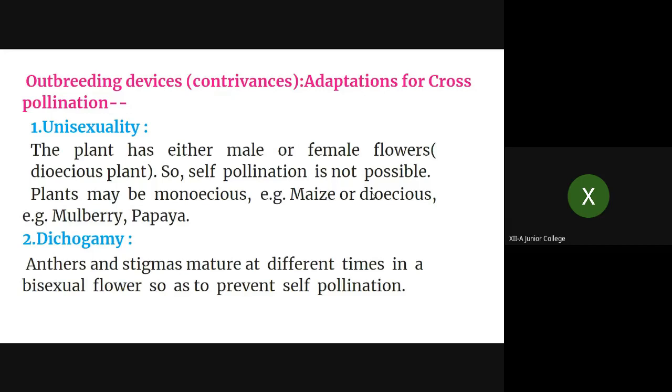First is unisexuality. Flowers either show the presence of male sex organ or female sex organ in them. That means they are either male flower or female flower. Either the flower contains androecium or it contains gynoecium. So this is called unisexuality of the flower. Uni means single sex organ, either male or female sex organ is present in the flower. So male flower is different, female flower is different, but the plant might be monoecious or it might be dioecious.